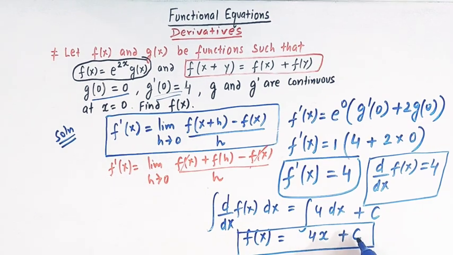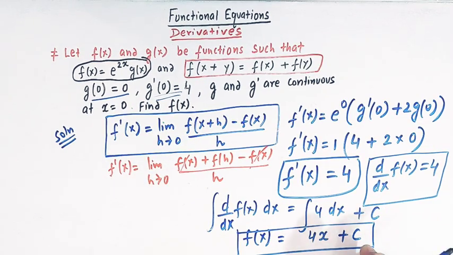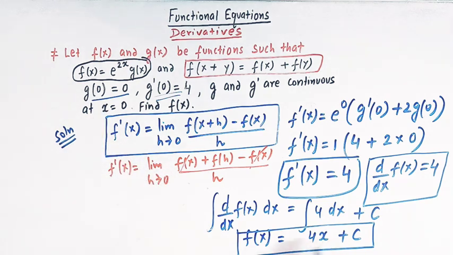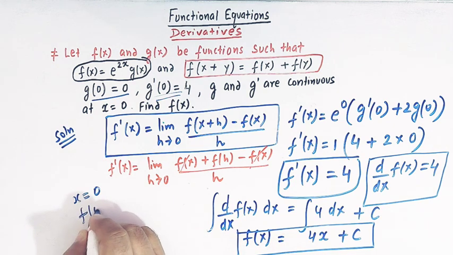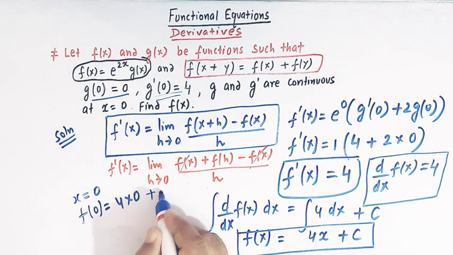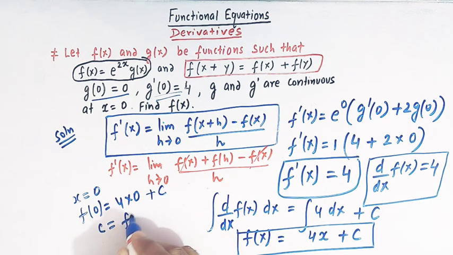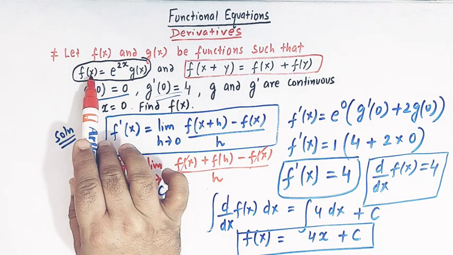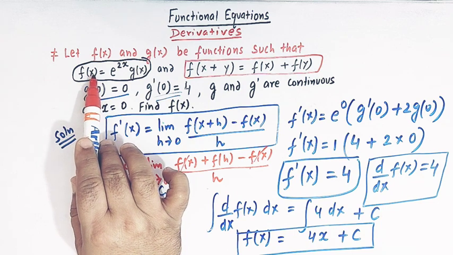So now let us find out this constant, right? So in order to find out this constant, we'll make use of the boundary conditions. So here we are given that when x is equal to 0, we have f of 0 is equal to 4 times 0 plus c, right? So c is equal to f of 0, right? So our constant of integration is equal to f of 0, and f of 0 can be obtained by taking x is equal to 0 in this equation, right?